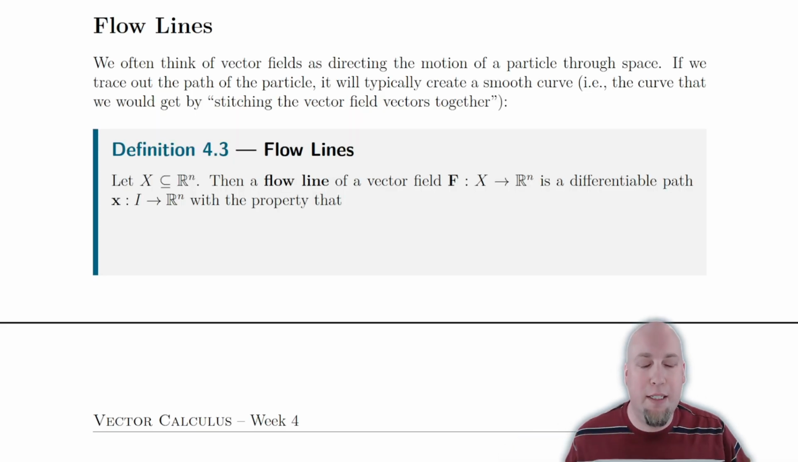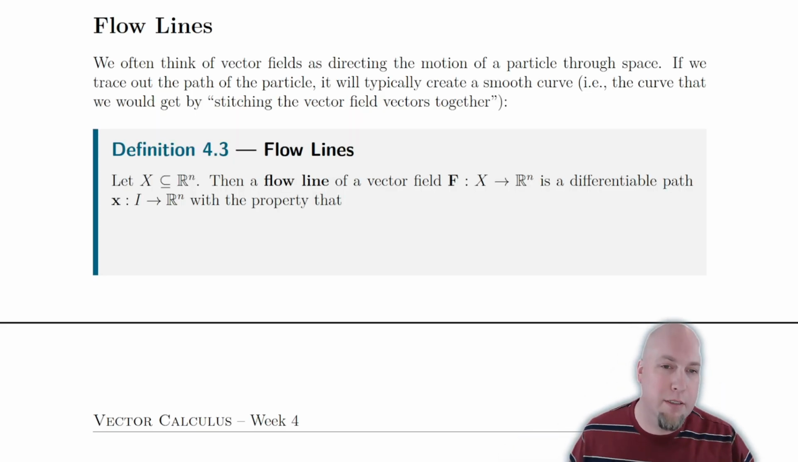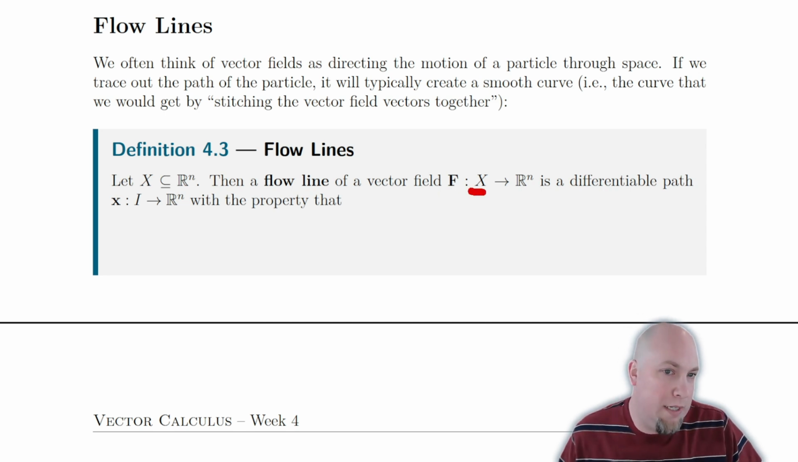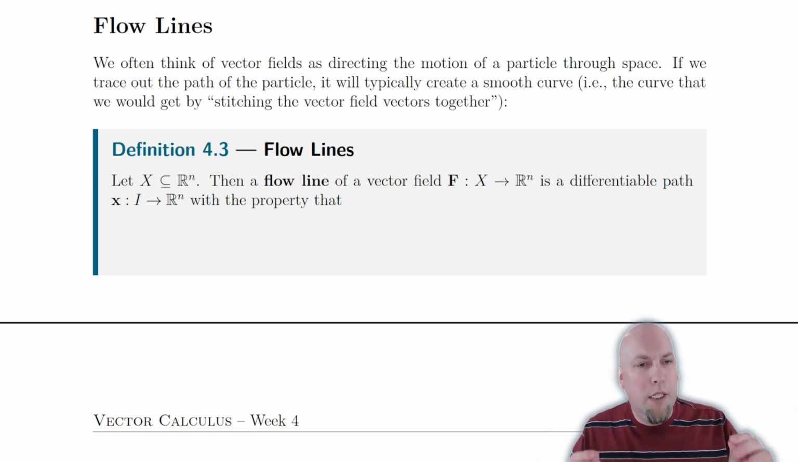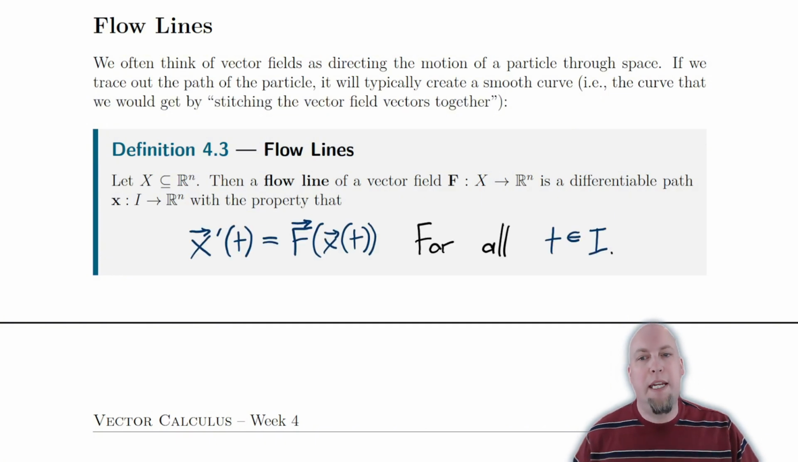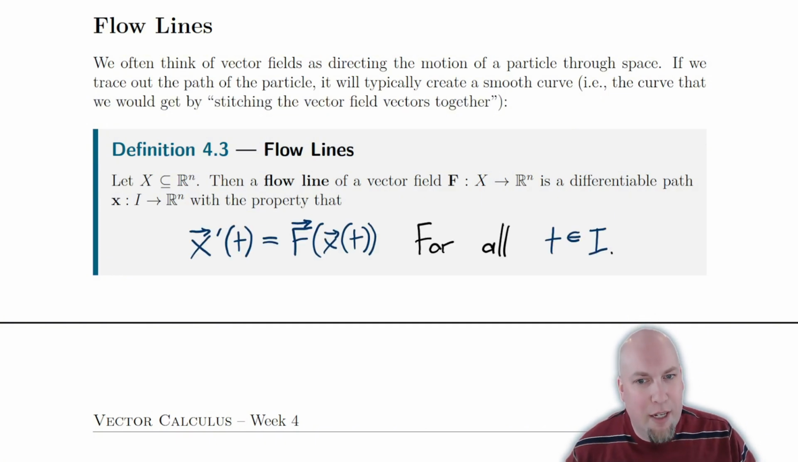Okay, so let's write this down a little bit more formally. Let's do proper mathematical definitions. Suppose you've got some vector field f, going from whatever its domain is to R^n. Its domain is just some set inside of R^n. Then a flow line of that vector field is any path with the property that x prime equals f of x of t, okay?